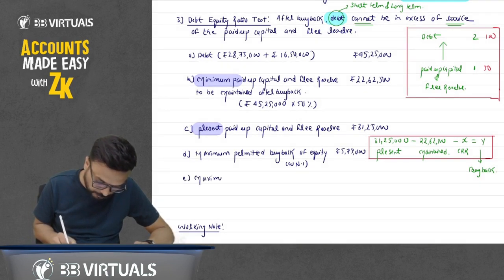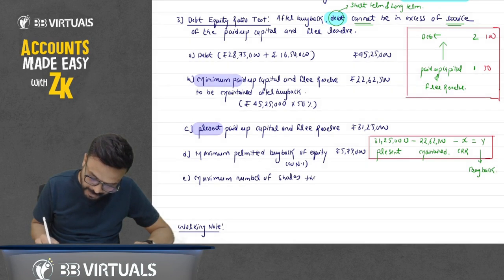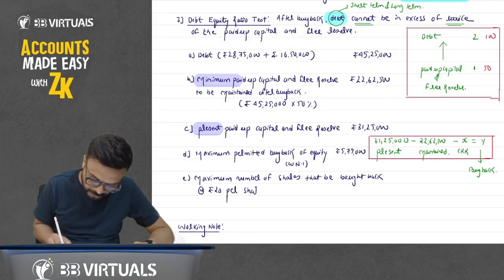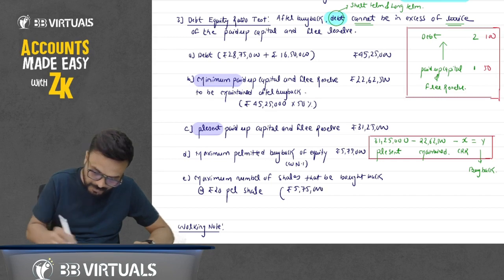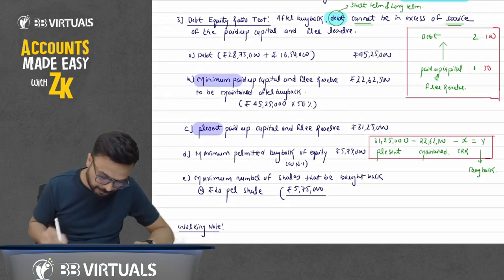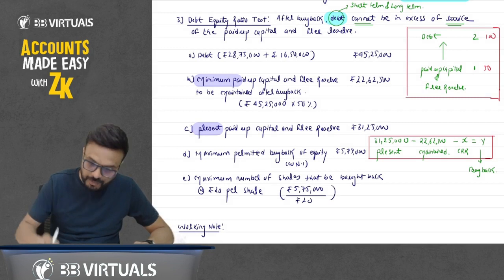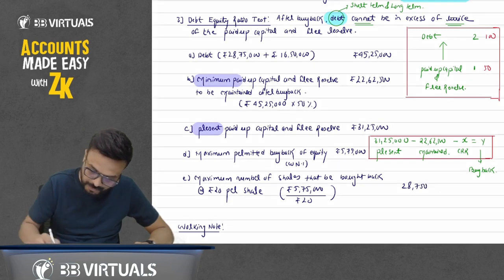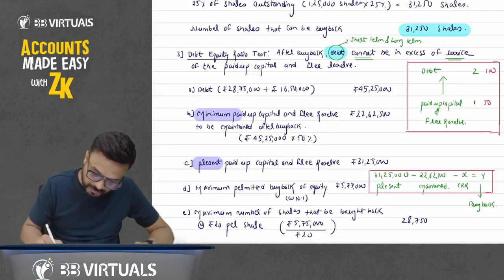Okay. So write down point number E. Maximum number of shares that can be bought back at the rate of rupees 20 per share. So we can utilize maximum 5,75,000 divided by buyback price, which is 20. So it will come 28,750 shares.